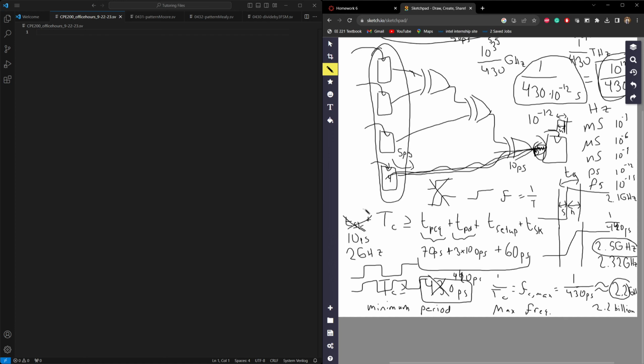Mm-hmm. So let's figure out how much 2 gigahertz is in period. So 2 gigahertz, 1 divided by that, that's going to give us our TC, the maximum TC that we can go. And you can plug it into your calculator, but I believe you should get 500 picoseconds if you try it.